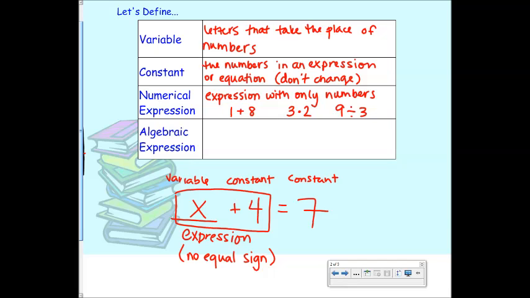What about an algebraic expression? Isabel? X plus something, so x plus 5, x minus 12, 3x, 8 over x. All of those are algebraic expressions. So expressions with variables. And that's the only difference. So a numerical one just has numbers, an algebraic one has numbers and variables.